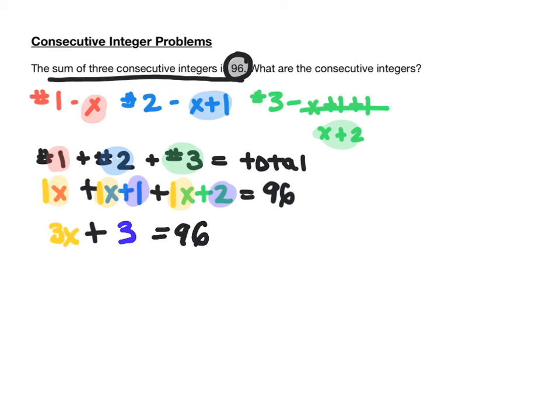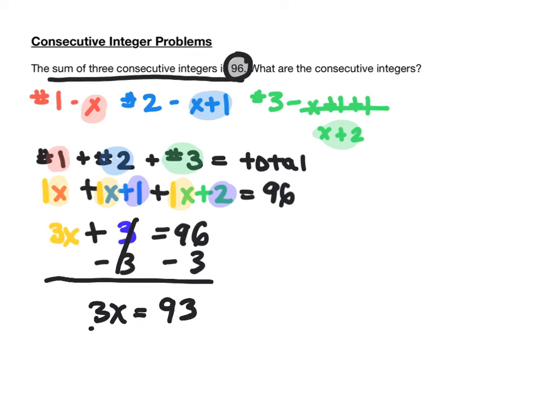So if I solve, I first need to undo the addition, so I can subtract 3 from both sides. This cancels, so I have 3x equals 93, and I divide both sides by 3, so I get x equals 31.